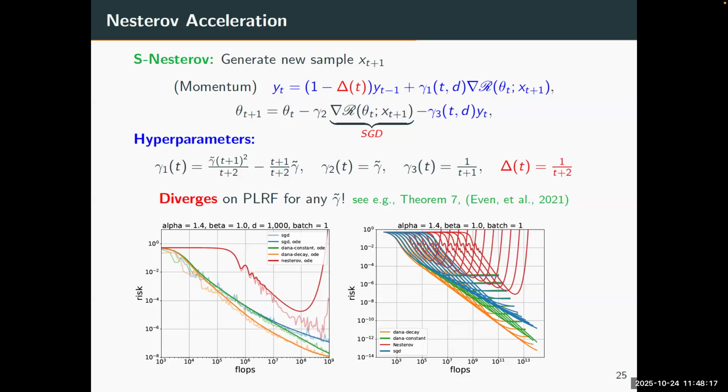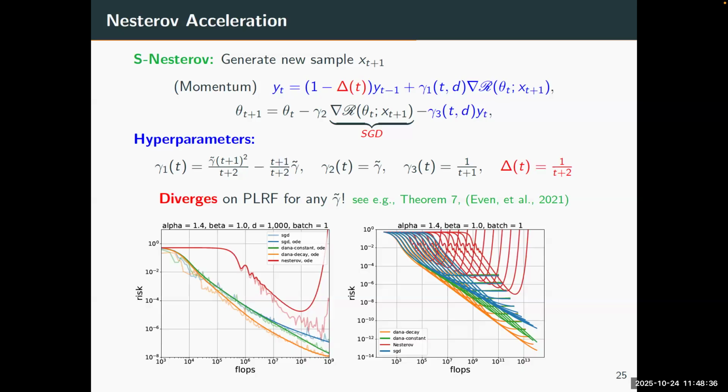So why does Nesterov have a problem? Let's look at it. Sorry everyone, this is my makeshift setup here. You can always choose gamma 1 to be 1 by doing a little trick here.